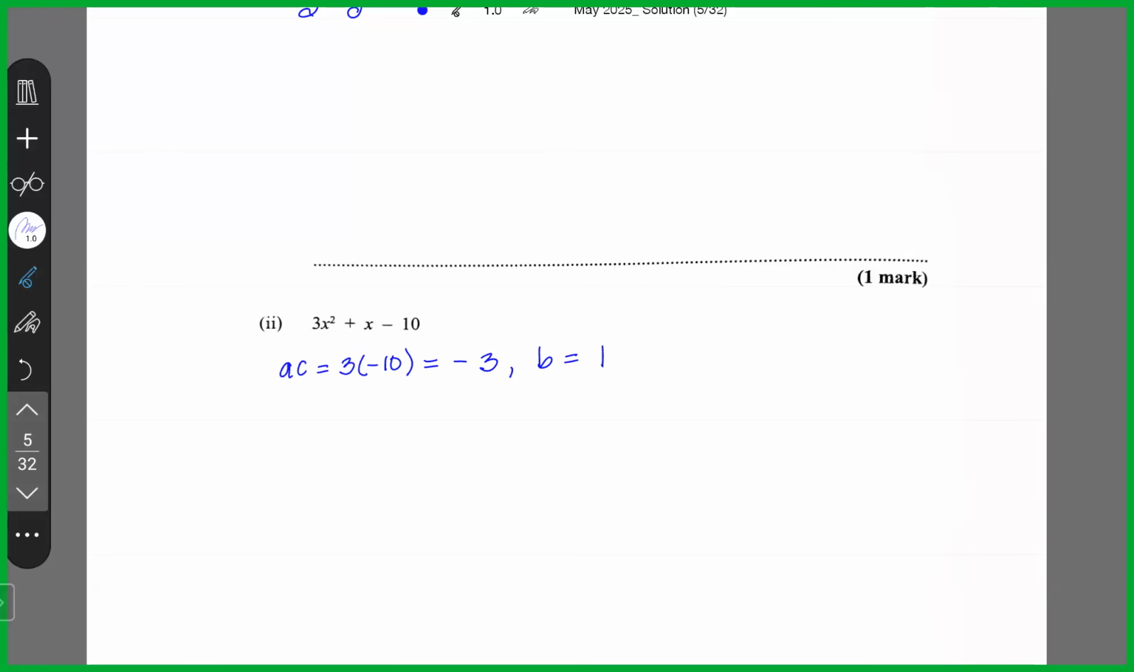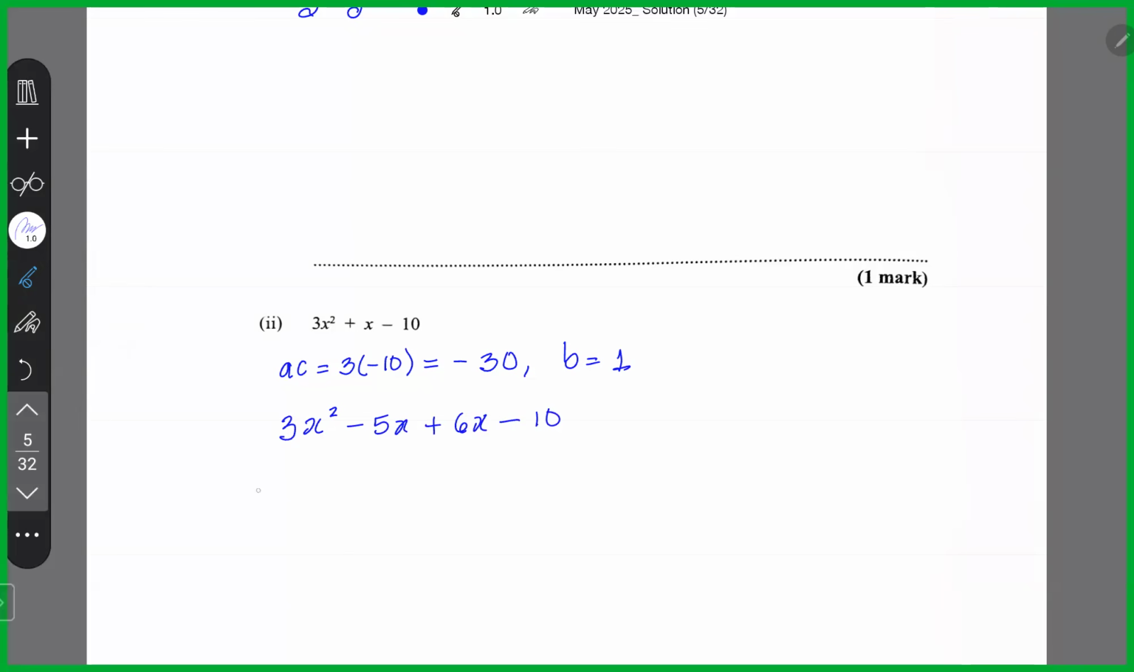To split the middle term, I need to find two numbers. When I multiply the two numbers, I'm going to get minus 30. And when I add the same two numbers, I'm going to get 1. So the two numbers here are positive 6 and negative 5. So splitting the middle term, we have 3x squared minus 5x plus 6x minus 10.